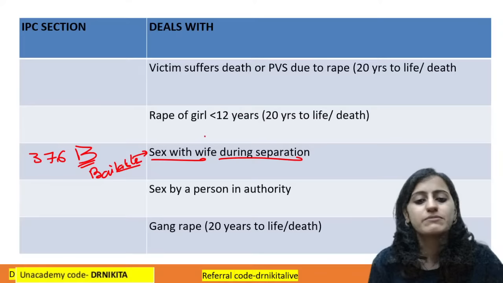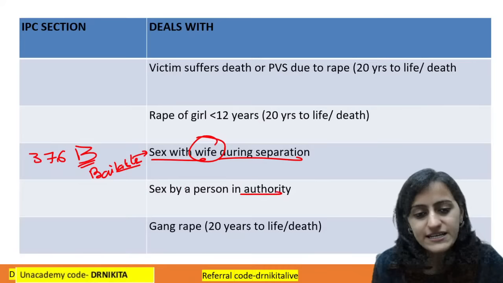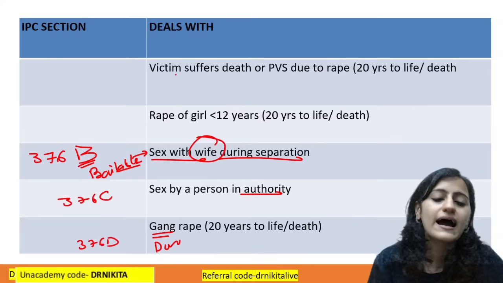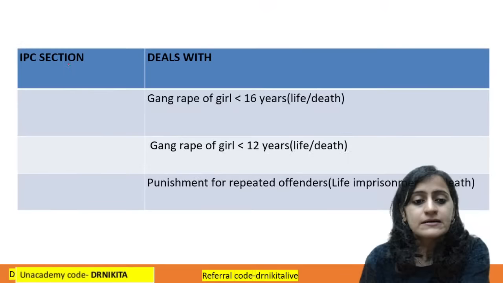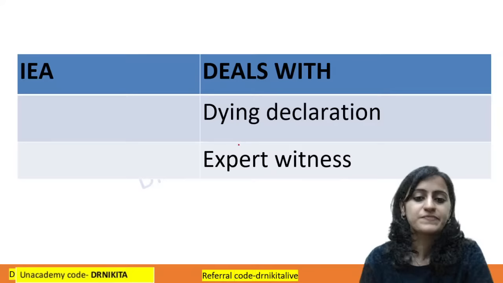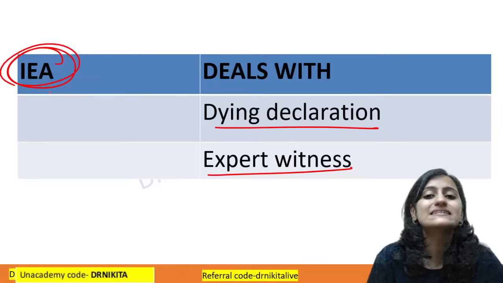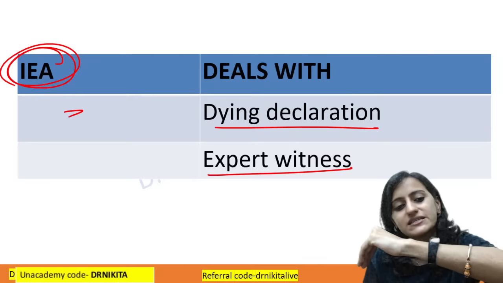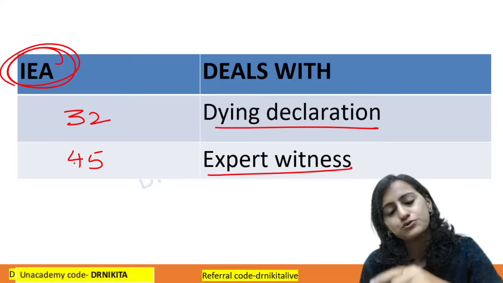Authority, custody is 376C, gang rape is 376D, and death or persistent vegetative state, that is 376A, right? Next one, punishment for repeated offenders is 376E. Dying declaration and expert witness. Dying declaration, remember this is IEA, Indian Evidence Act. IEA, dying declaration is section 32. Expert is going up, that is 45, right? 32 and 45.